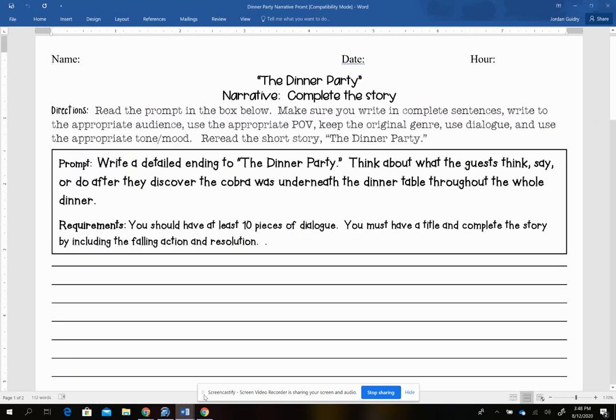Write a detailed ending to the dinner party. Think about what the guests think, say, or do after they discover the cobra was underneath the dinner table throughout the whole dinner. Remember, you should have a minimum of 10 pieces of dialogue, and you must have a title and complete the story by including the following action and resolution.